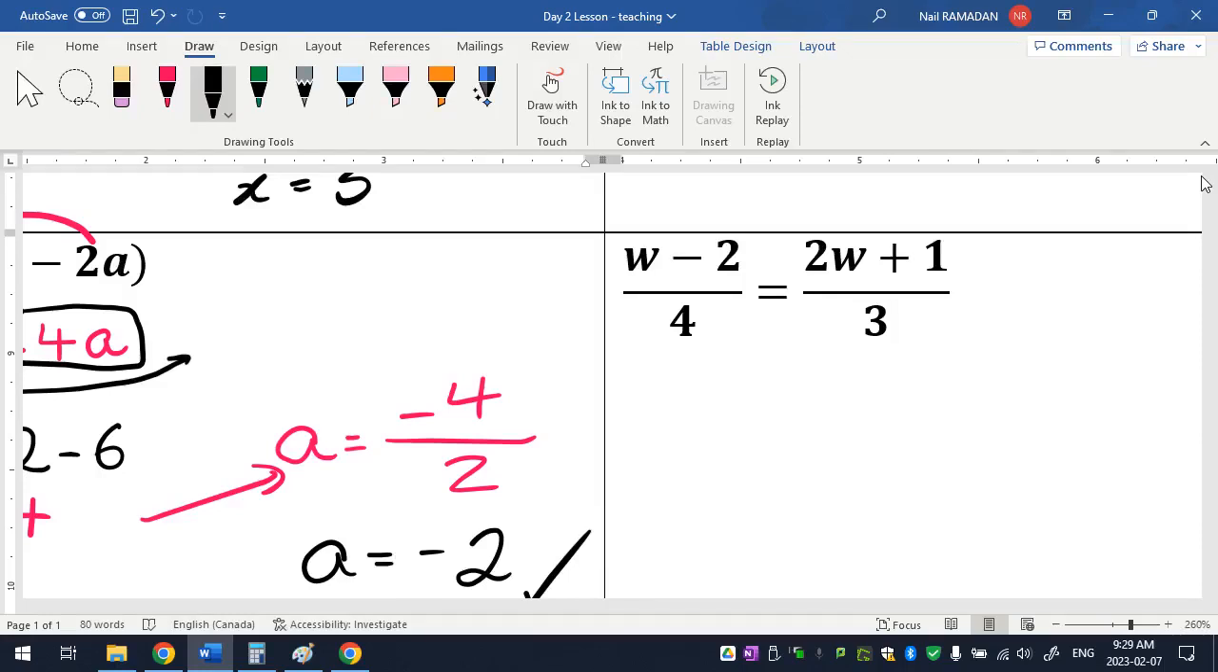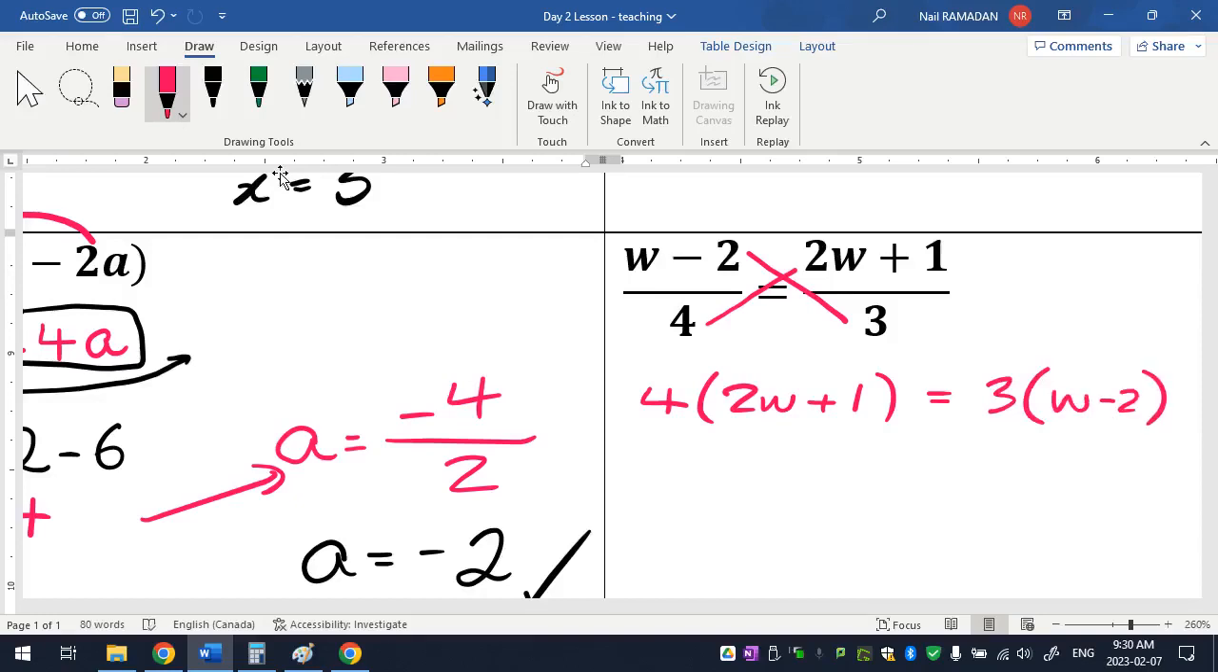I don't care if you take physics with me. Whenever you have two fractions equal to each other, what do you do? Cross multiply. So what does that mean? It means this one will multiply this one. It means this one will multiply this one. But you have to use brackets. So 4 multiplies what? What block does it multiply? 2w plus 1. Yes, this one goes with this. Equals 3 multiplies what? w minus 2. It multiplies this block.